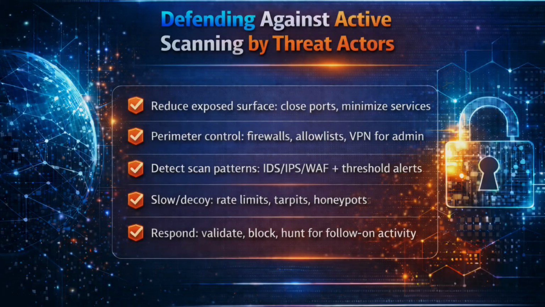To defend against hostile active scanning, start with reducing what's exposed. Every unnecessary internet-facing service increases risk. Use firewalls and security groups to enforce least exposure. Ideally, allow listing and placing admin services behind VPN or zero-trust access.